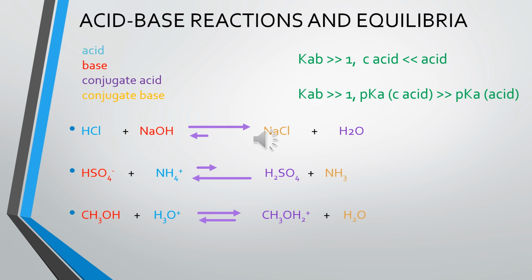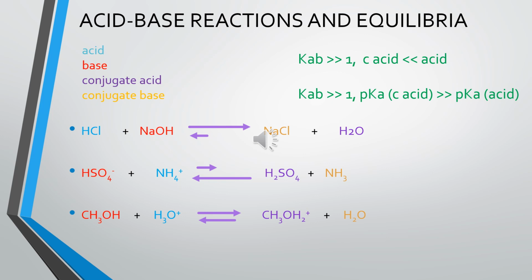Sodium chloride, or chloride really, is the conjugate base of sodium hydroxide. Right, the sodium ion is a spectator. In the second example, bisulfate anion is the base, ammonium ion is the acid, and no, the order doesn't matter, right? And then sulfuric acid on the product side is the conjugate acid, and ammonia is the conjugate base.